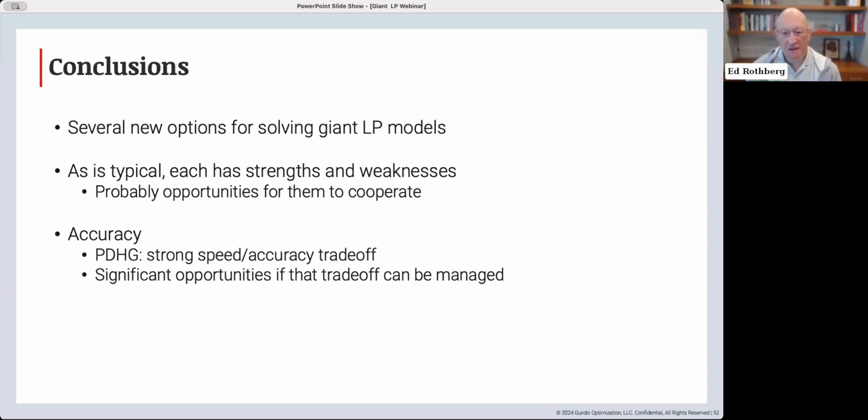Yeah. No, there's very little parallelism in simplex and crossover. So it would be very hard to build a GPU version of crossover.